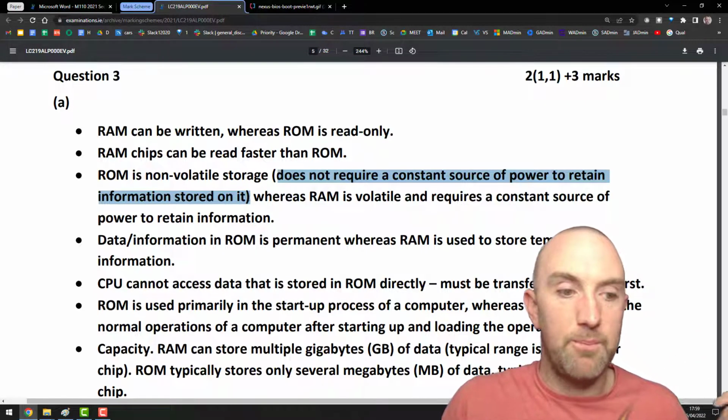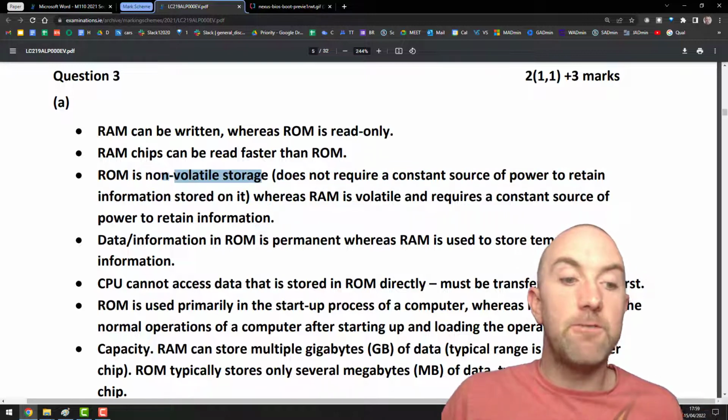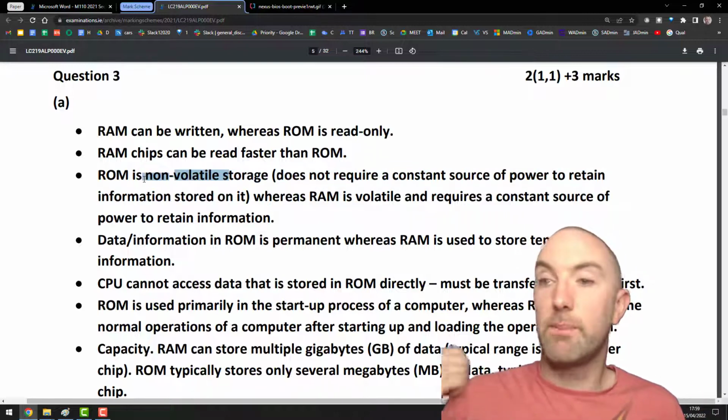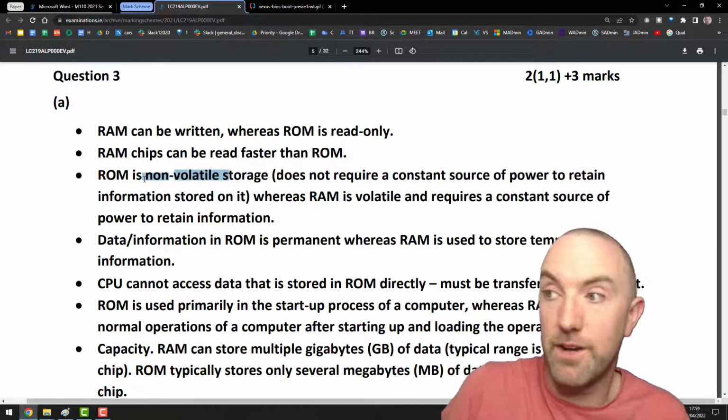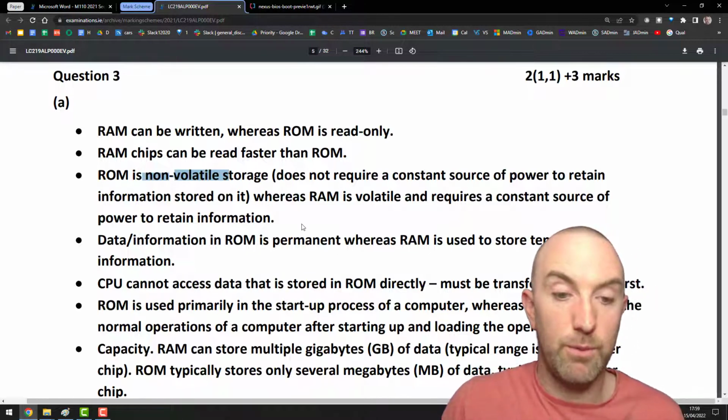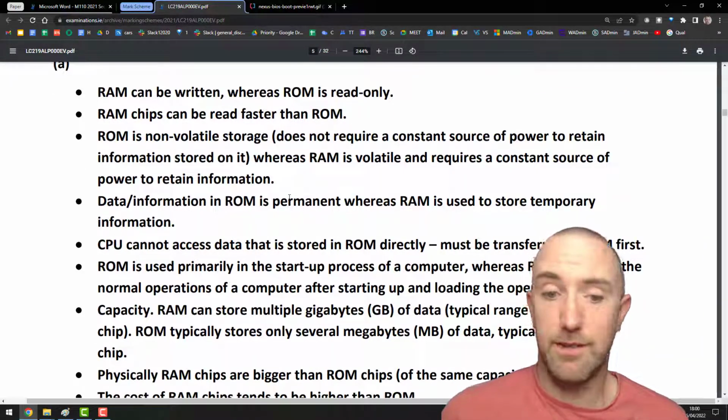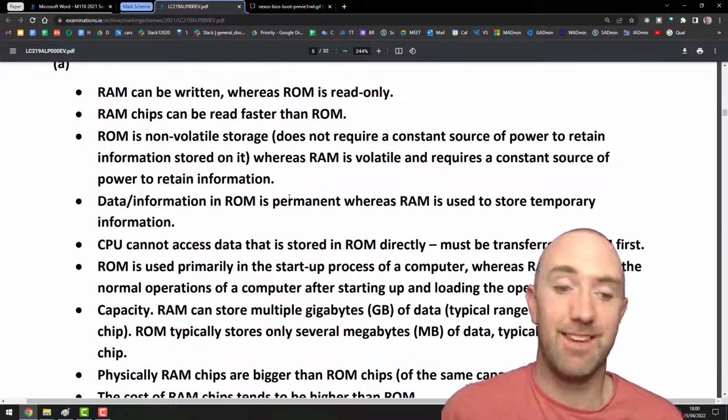Whereas ROM is non-volatile, which means if you cut the power, it doesn't care. It's still there. So if you go to bed, wake up the next day, the billboard is still on the side of the M50. It still says the same thing.